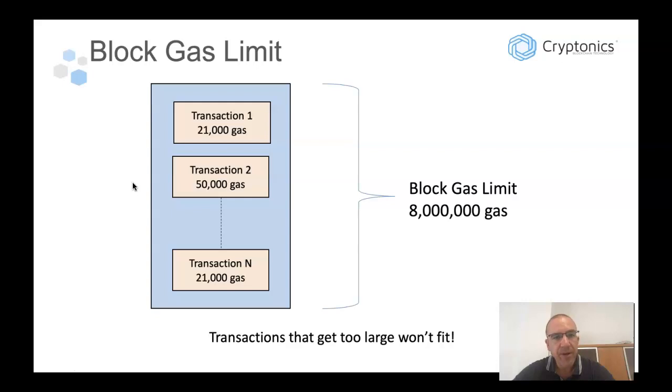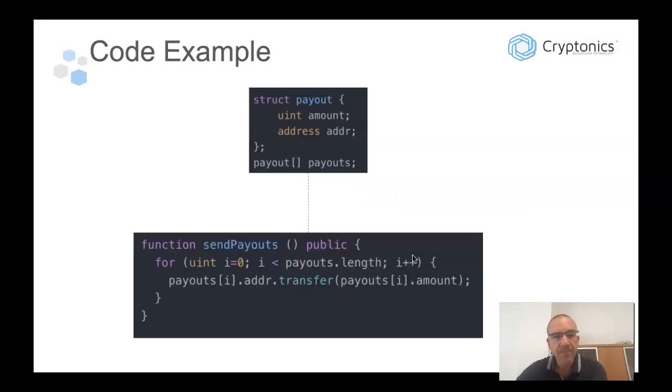But anyway, transactions are added into blocks, and blocks have an upper limit of the gas they can include. So the gas of all the transactions added up cannot exceed currently 8 million gas. And that basically means if your transactions get too large, they won't fit into a block anymore, meaning they will never get executed, which is of course a problem. It's sort of a homemade denial of service scenario where your own transaction cannot get accepted by the blockchain. So let's look at a piece of code where this is happening.